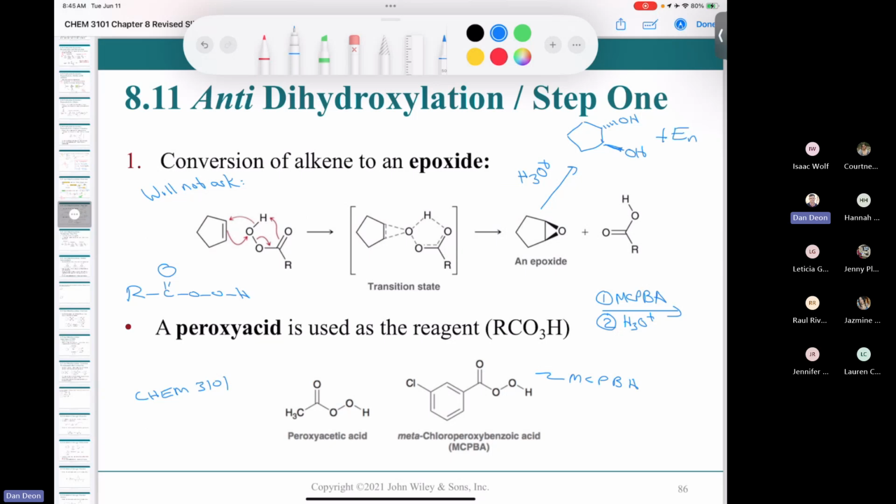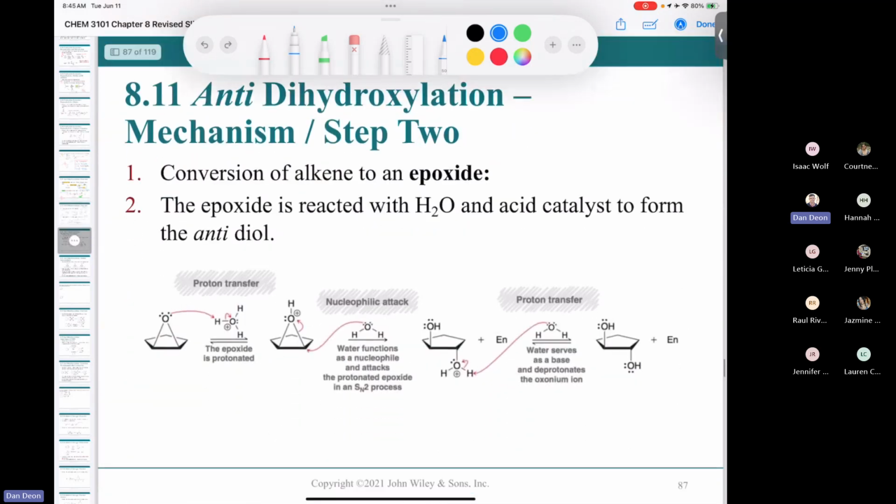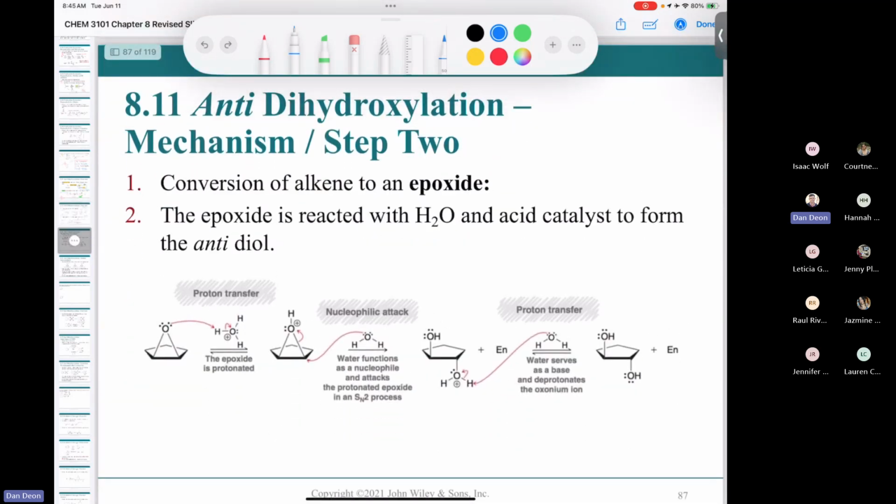Now I told you you do not have to know this mechanism, but if you're a student, and I know you all are, I told you that you do have to know this mechanism. Once you have the epoxide, you treat that with your aqueous acid. It's going to do a proton transfer to make an oxonium ion.